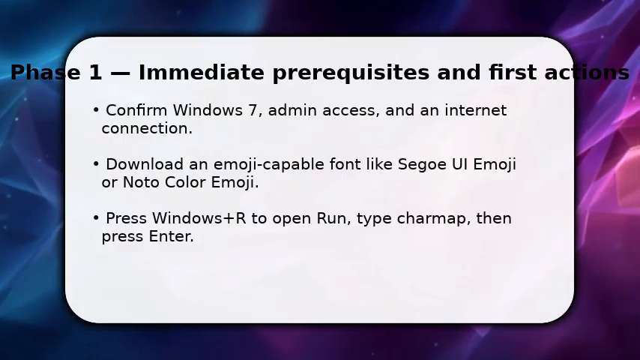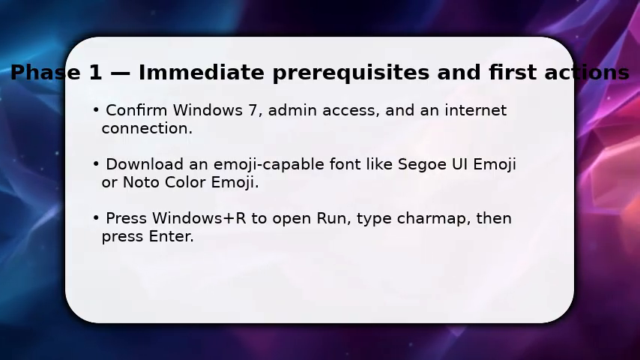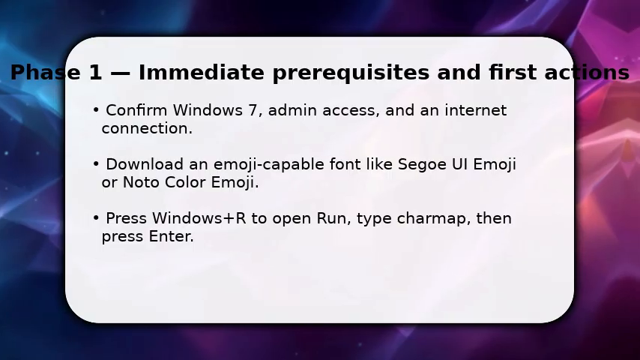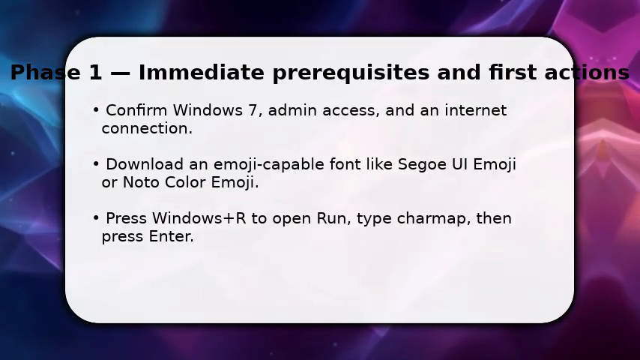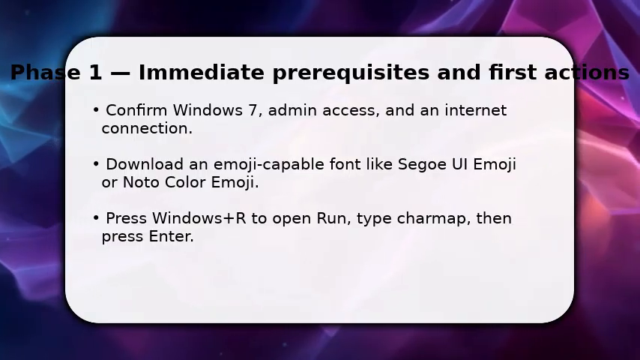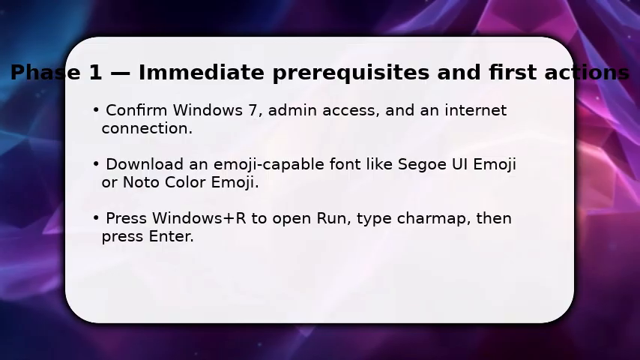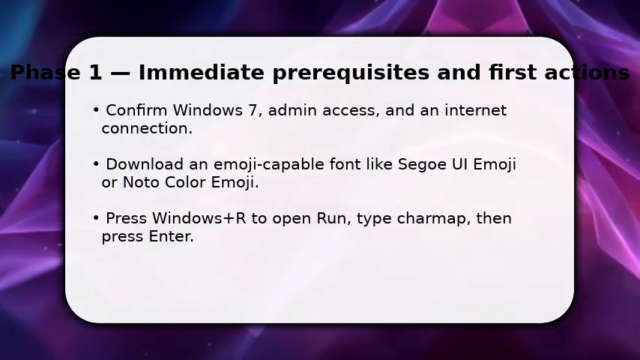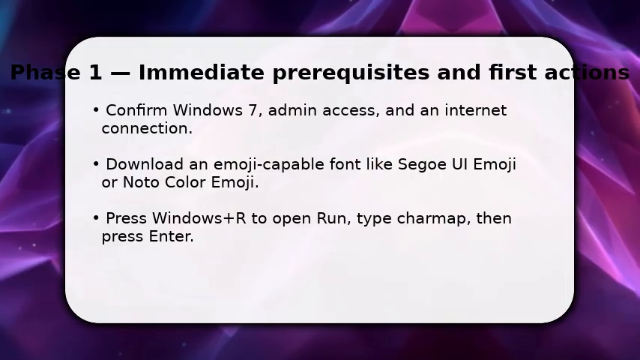You start right away. Make sure you have admin rights and an internet connection to get an emoji font. Once done, download an emoji-capable font such as Segoe UI Emoji or Noto Color Emoji and install it. Now open Run with Windows plus R, type CharMap and press Enter to launch Character Map. This gives you immediate access to special characters.